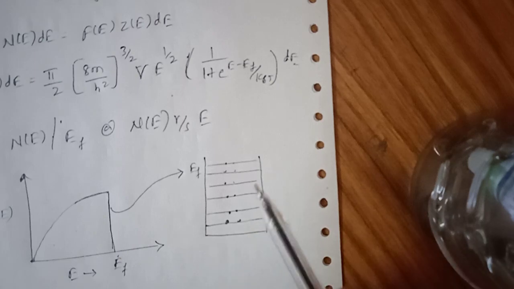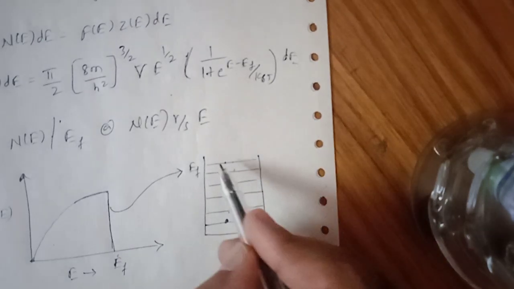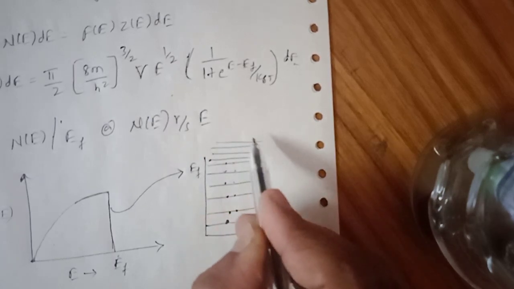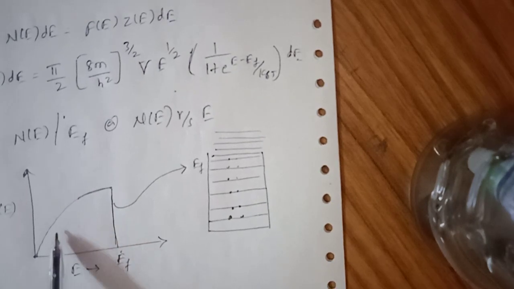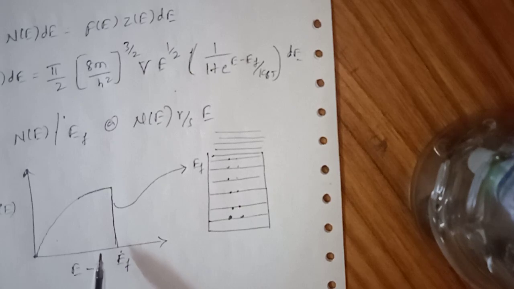For example, in this diagram, all these are the filled states. Above these states are vacant, nothing but the available energy states. In the same way, at this point, these are all the filled states, and above the E_F these are the available states, because in metals the valence band is completely filled up to the Fermi energy.